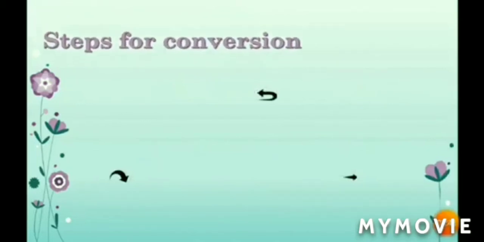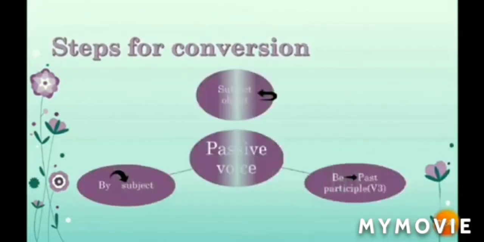Let's quickly revise the steps of conversion. Number 1. We switch subject to object and object to subject. Number 2. We use the be form of the tense along with the past participle, which is the third form of the verb. And number 3, the preposition by is used before writing the subject at the end.